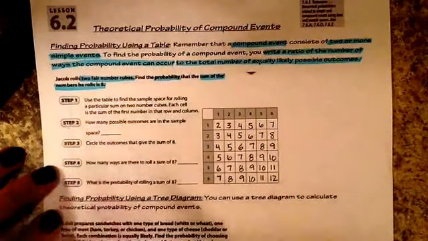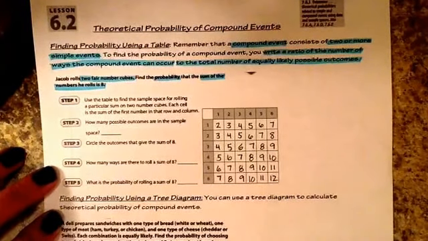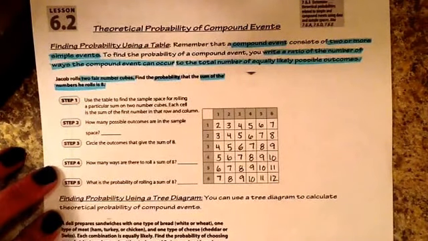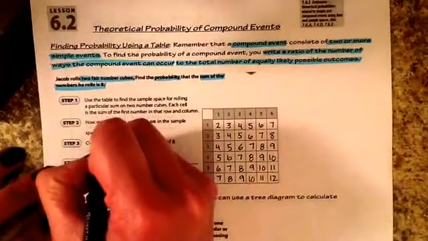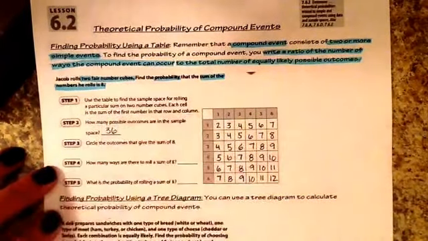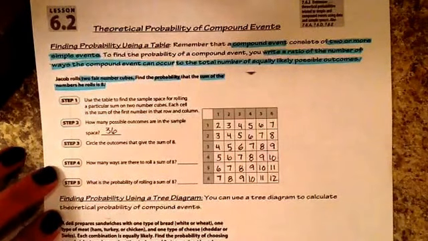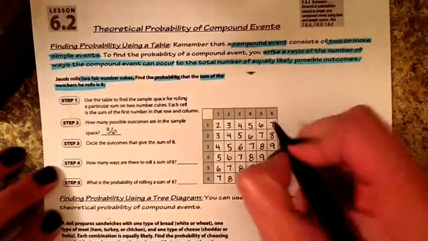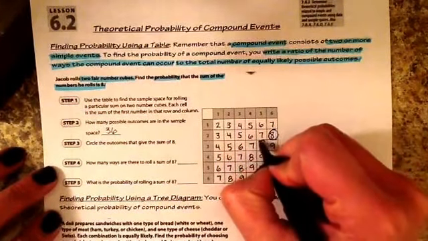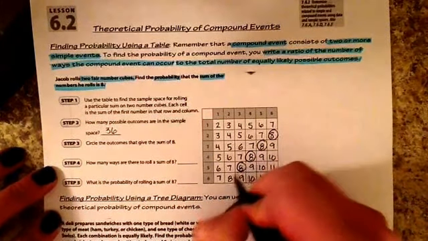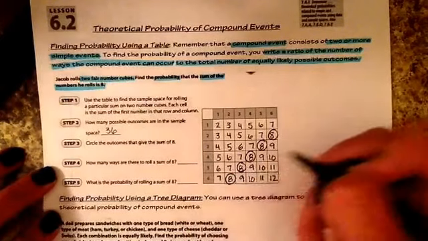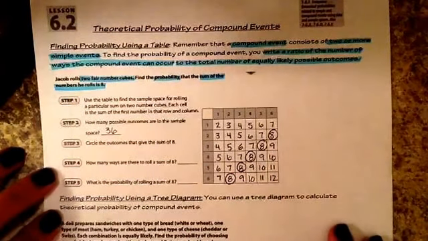So step 2 is asking me how many possible outcomes are in the sample space. Well, if I have a 6 by 6, that would be 36 possible outcomes. They want us to circle the outcomes that give a sum of 8. You can see they happen diagonally. So I want you guys to circle the 8s that appear in our number chart.